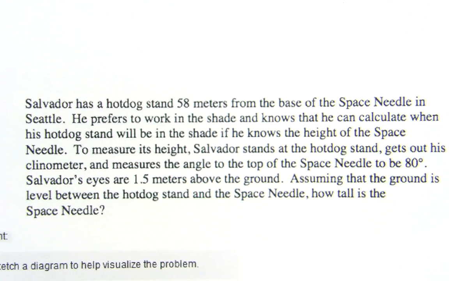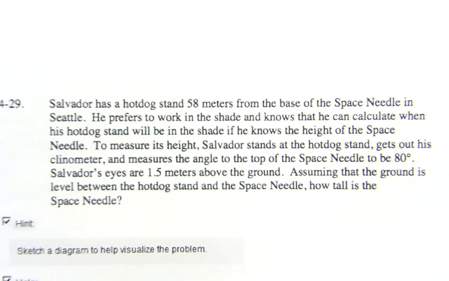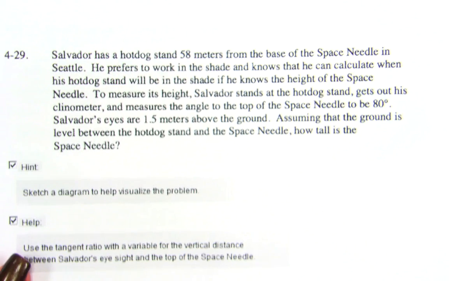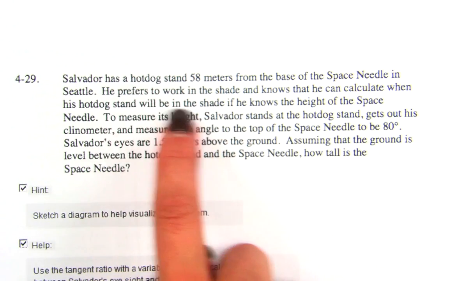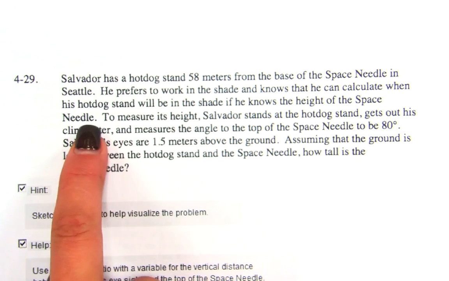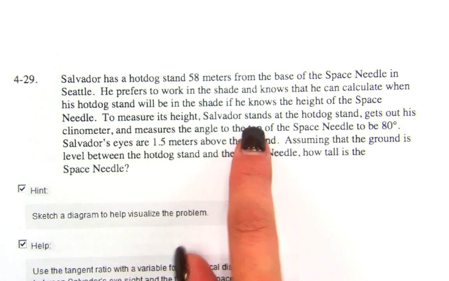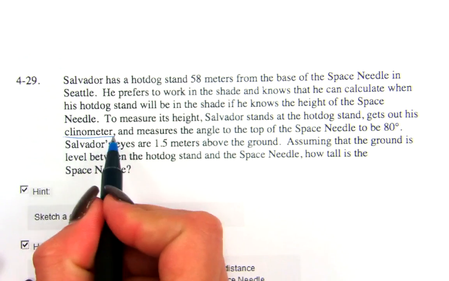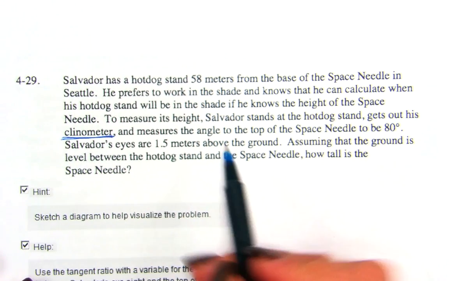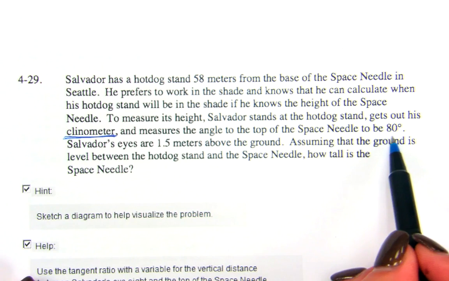Oh boy, this is like an essay right here. Let's see, 4-29. Salvatore has a hot dog stand. Oh, it's got to be a hot dog stand. 58 meters from the base of the Space Needle in Seattle. He prefers to work in the shade and knows that he can calculate when his hot dog stand will be in the shade if he knows the height of the Space Needle. To measure its height, Salvatore stands at the hot dog stand, gets out his clinometer, look, the thing that you use to measure the height of the gym, and measures the angle to the top of the Space Needle to be 80 degrees.